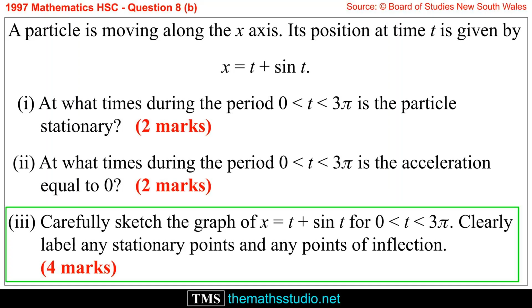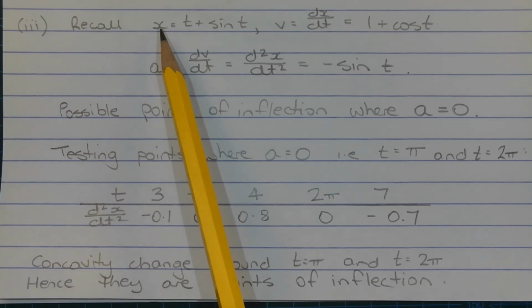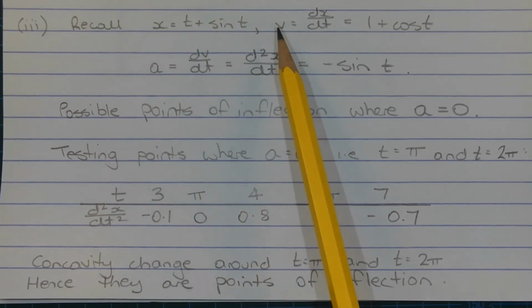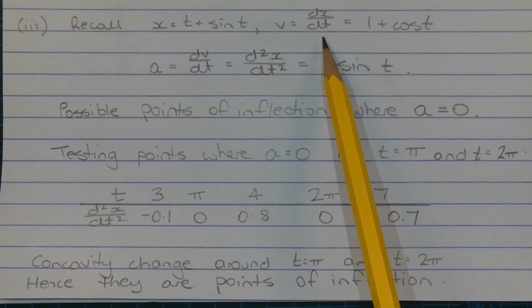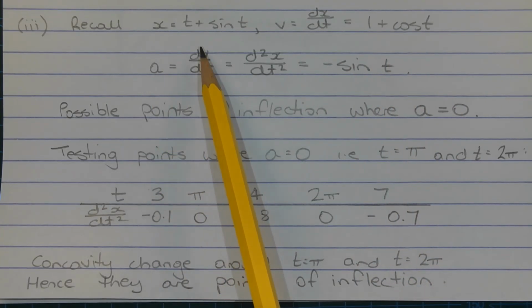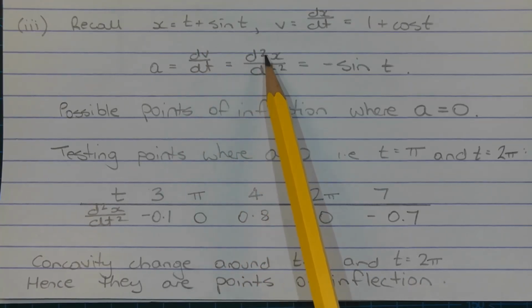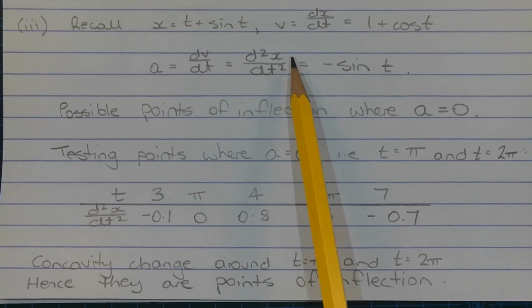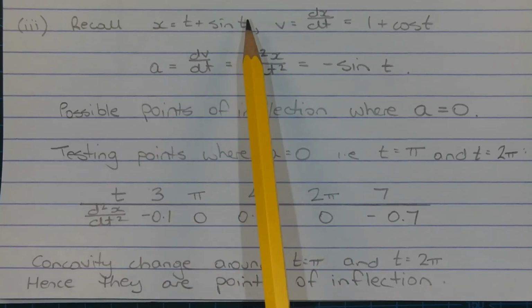Part 3. Carefully sketch the graph of x equals t plus sine t for t greater than 0 and less than 3 pi. Clearly label any stationary points and any points of inflection. Recall that the position x is equal to t plus sine t, the velocity v is equal to dx/dt, which is equal to 1 plus cos t, and the acceleration a is equal to dv/dt, which is equal to d squared x over dt squared.